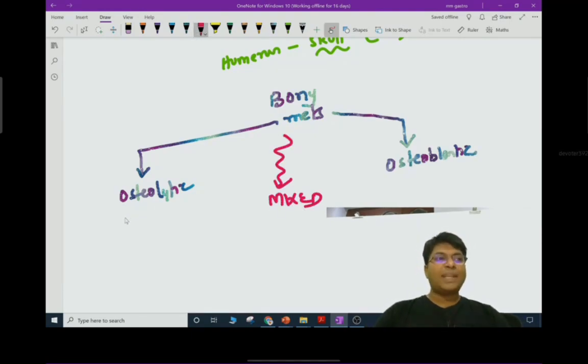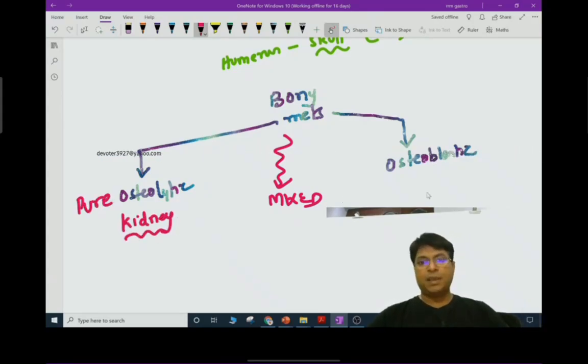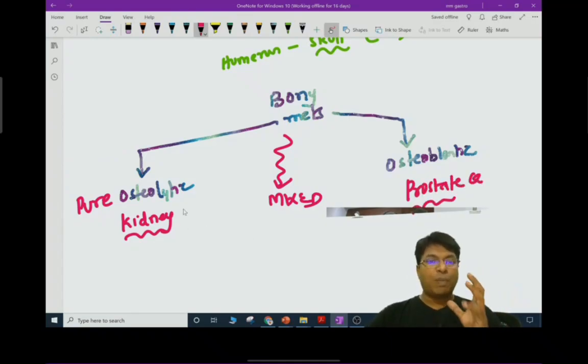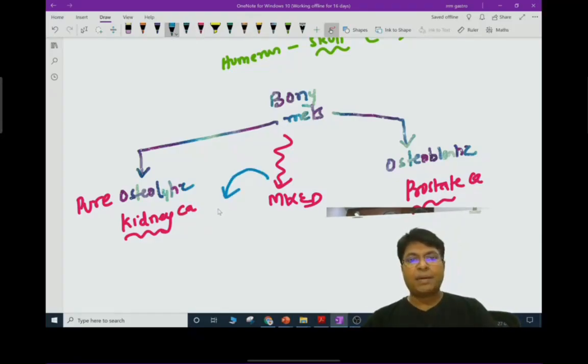Pure osteolytic is kidney. So kidney mets are pure osteolytic mets. Pure osteoblastic are prostate. Please remember these are two important cancers. Prostate cancer produces pure osteoblastic secondaries and kidney produces pure osteolytic secondaries. And in mixed, predominantly more of osteolytic.